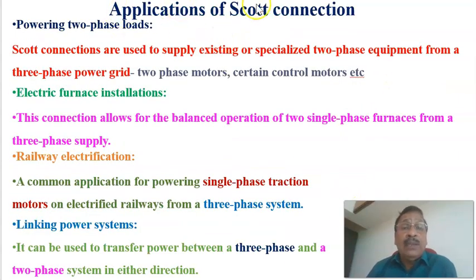Now coming to the applications of the Scott connection. First, as we have seen, it is for powering two-phase sources. The Scott connections are used to supply existing or specified two-phase equipment from a three-phase power grid. Therefore, it can convert a three-phase system into a two-phase system so that it can be used to run two-phase motors and certain control motors where two phases are required. Therefore, powering two-phase loads is one application.